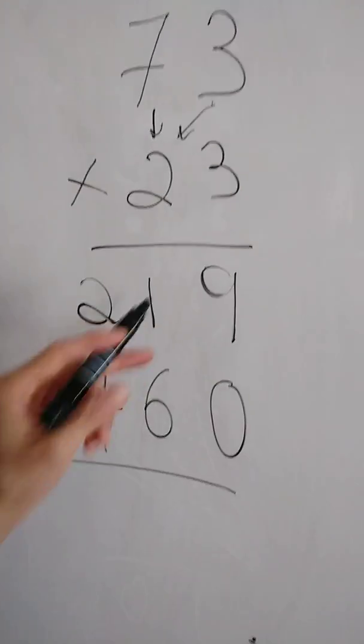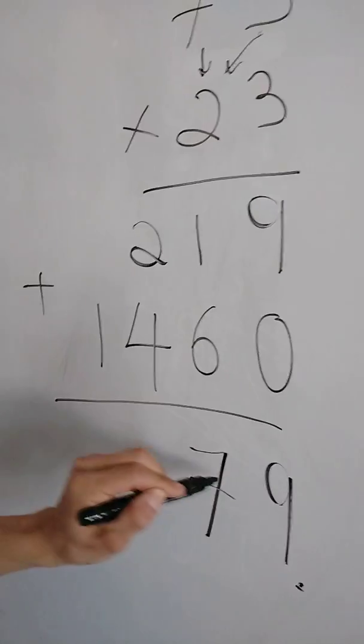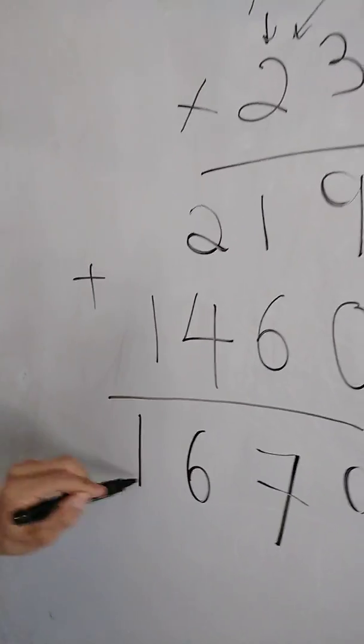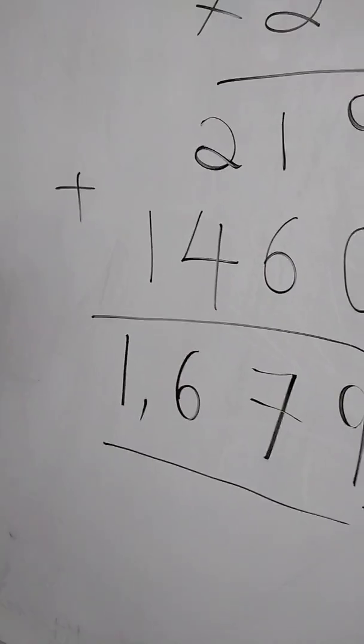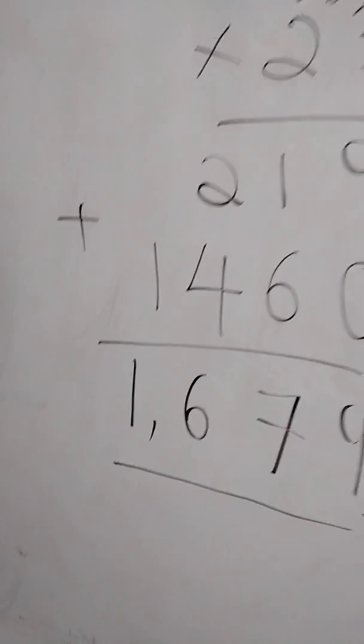Okay, so 9 plus 0 is 9. 1 plus 6 is 7. 2 plus 4 is 6. And 1 comes down alone. So you get a grand total of 1672. Am I right? Yeah, that's it.